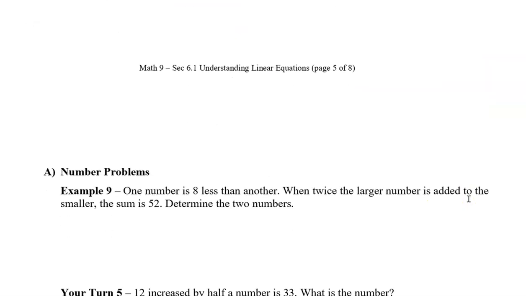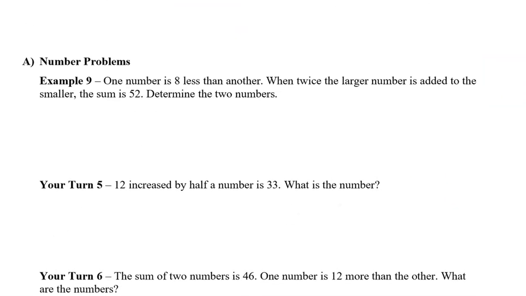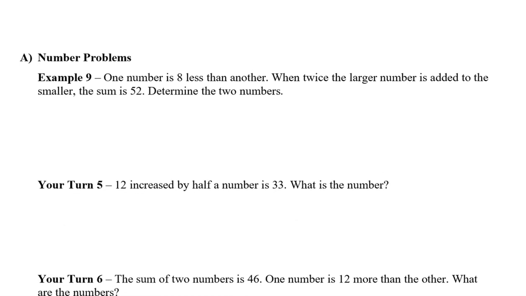Okay, let's take a look at number problems. So let's do this first example. One number is 8 less than another. When twice the larger number is added to the smaller, the sum is 52. Determine the 2 numbers. Now this is a mouthful, so let's start with writing our let statement. We can see that we are trying to find 2 numbers, and it talks about a larger number and a smaller number. So let's say that the larger number equals x, and then the smaller number: it says that one number is 8 less than another, so our second number is going to be x minus 8.